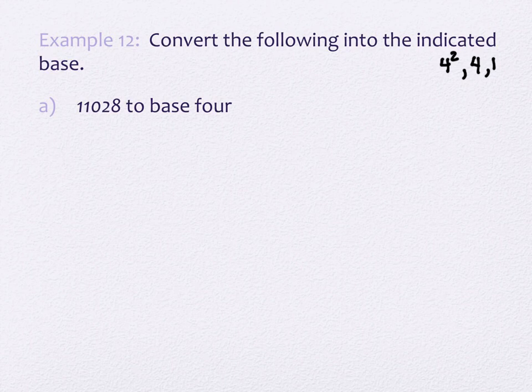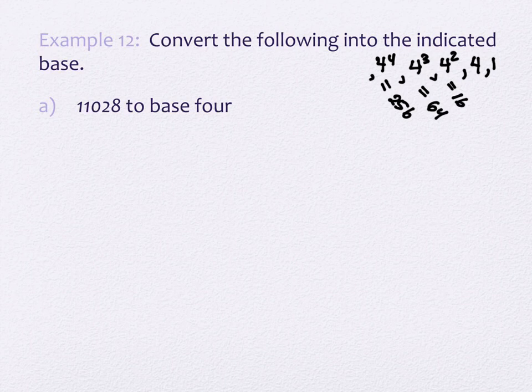So what is 4 squared? 16. And then I'll have 4 cubed. What's 4 cubed? 64. And then I'll have 4 to the 4th. What is 4 to the 4th? 256. You might be thinking, when am I going to stop? We're going to stop when we get a number bigger than 11,000. That's how far we're going to go.